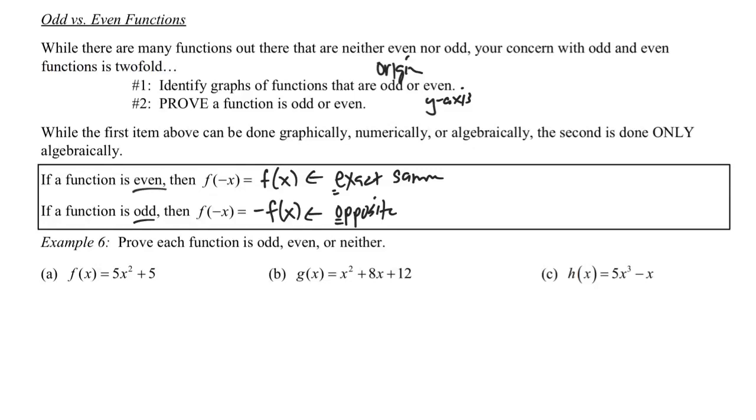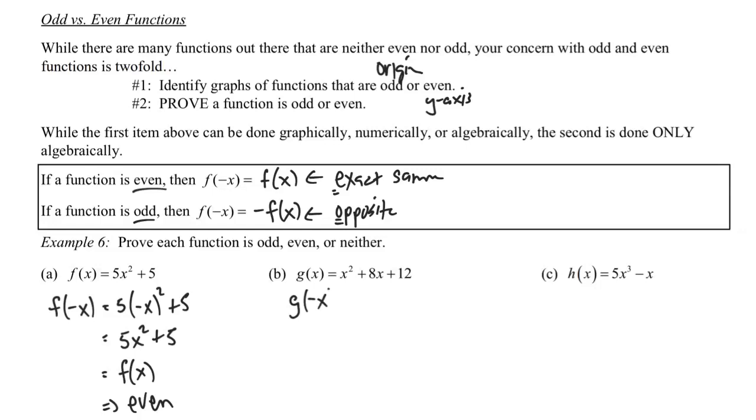Okay, so if we look at letter A, we have f of x is equal to 5x squared plus 5, and I'm going to start by substituting in negative x for x. So this is 5 times negative x squared plus 5. Now, what happens when I square a negative? The negative goes away, and I just end up with positive x squared. So this becomes 5x squared plus 5, which is exactly the same as the function that we started with. Therefore, since we substituted negative x and ended up with this exact same function, we call this function even.